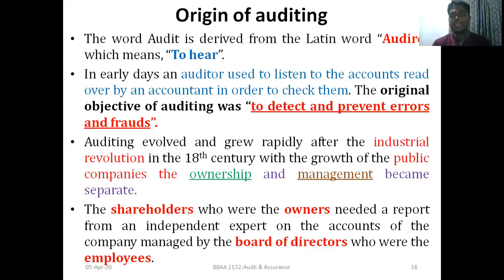The public companies. I know in the last video lecture we discussed something about the organization setup. There we discussed the private and public companies. Here, the most important one is the public companies, because after the industrial revolution, public companies grew very quickly. So the company ownership and management became separate. The story behind the public company, we can say the PLC, no?